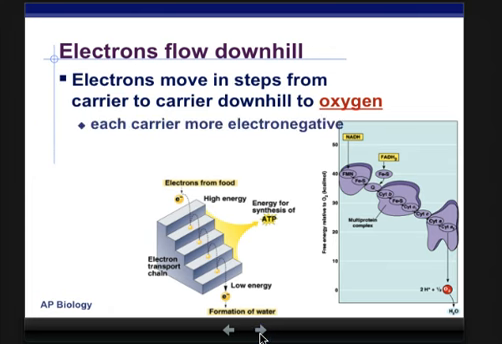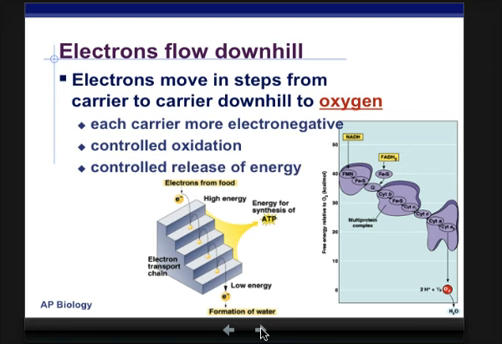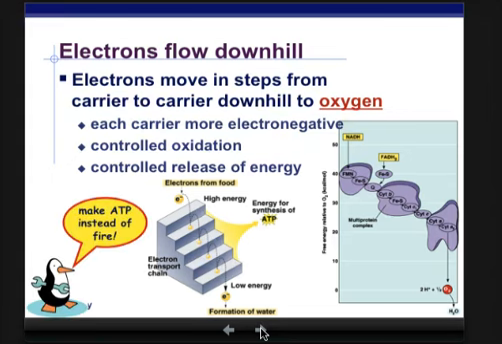Each carrier along those three steps, the three carriers, is a little bit more electronegative. So it's pulling a little bit more, and it's controlled oxidation. It keeps it in the steps, so that we have a controlled release of energy so that we can create that proton gradient and power ATP synthase so that we can make ATP and not fire, right?